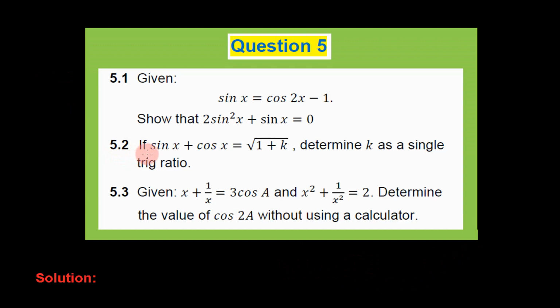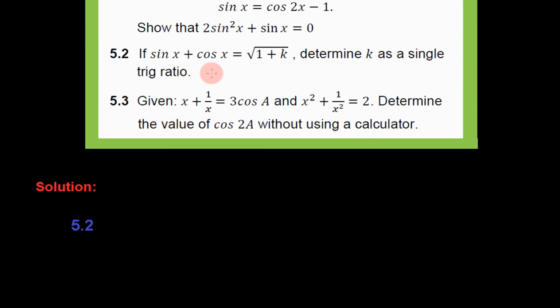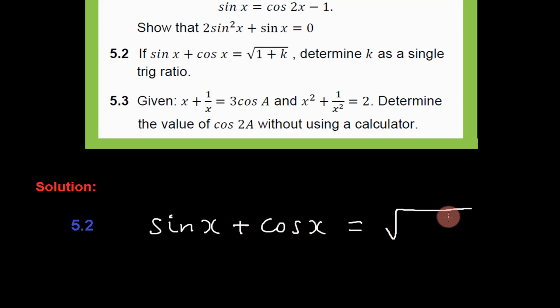Then in 5.2, we are given that sin x plus cos x equals the square root of 1 plus k. And we have to find k as a single trig ratio. So let's start with what we are given. Now, we need to isolate k. So the first thing that we can do is to square both sides to get rid of the square root here.